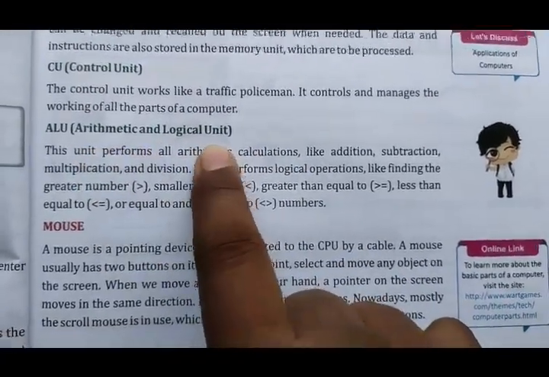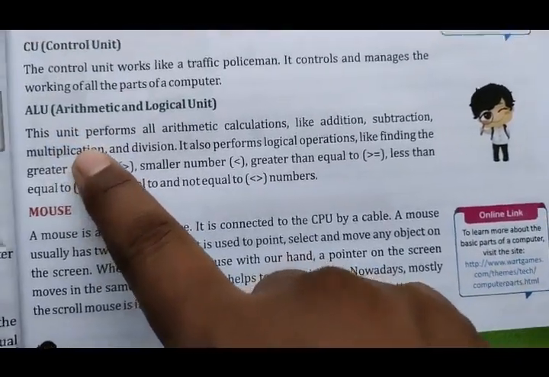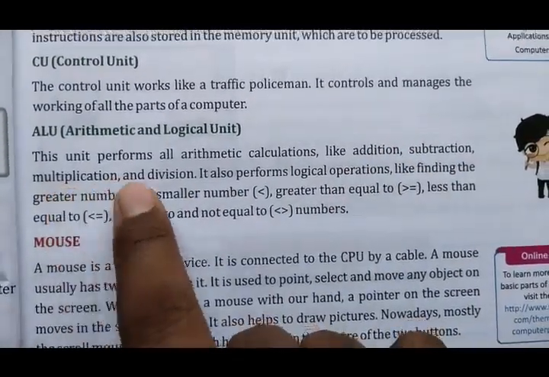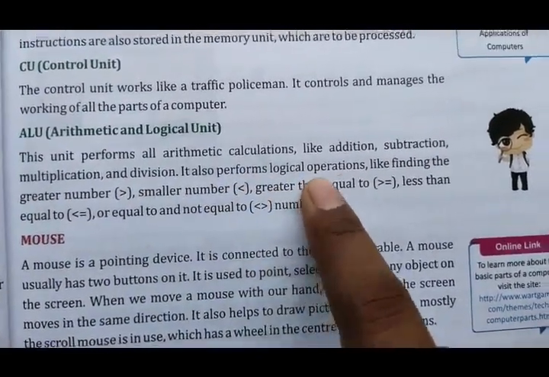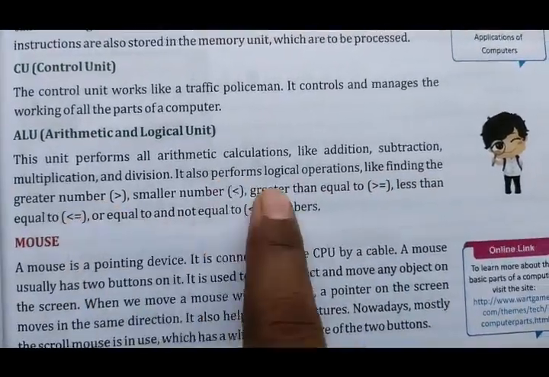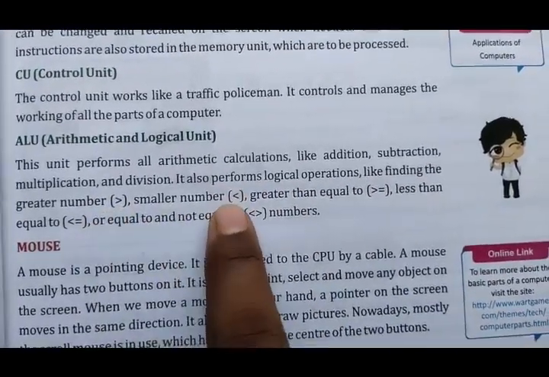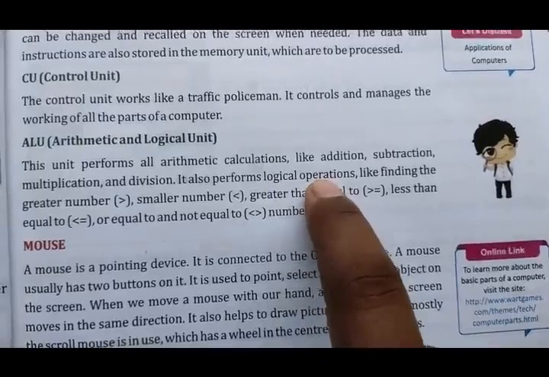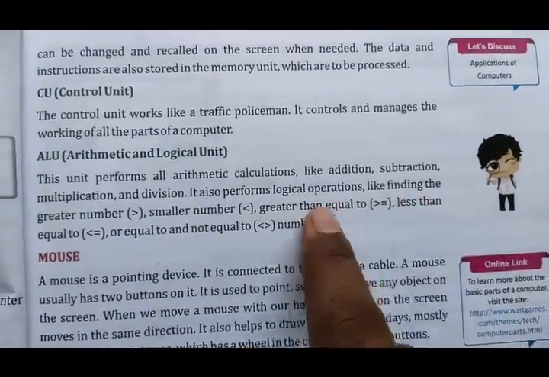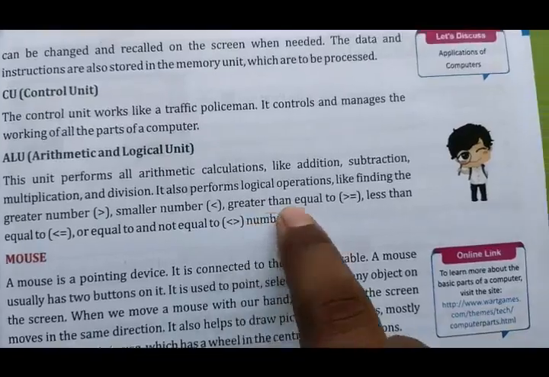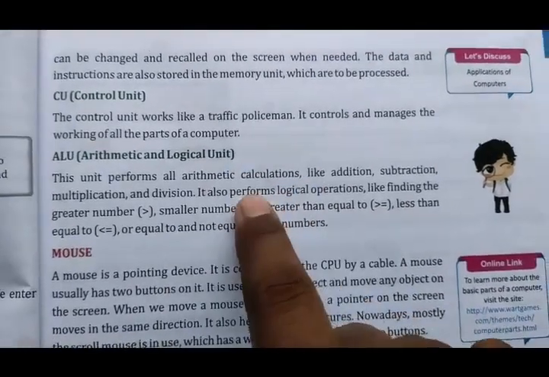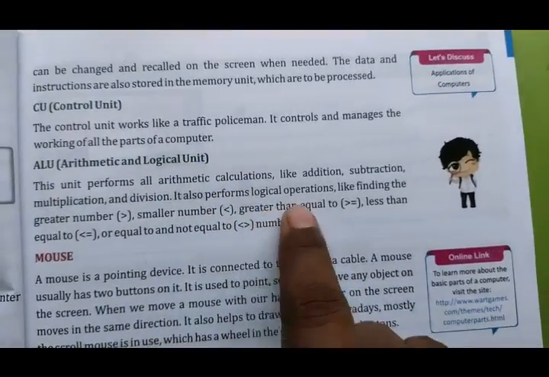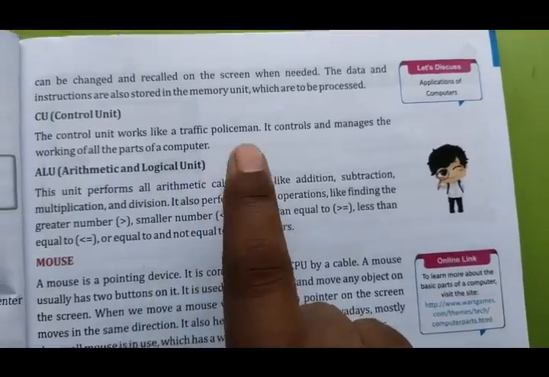Next, arithmetic and logic unit means ALU. Okay, this unit performs all the arithmetic calculations like addition, subtraction, multiplication and division. It also performs logic operations like finding the greater number. See, greater than, less than, equal to, greater than equal to and not equal to. These are called logical operations and logical operators. Means all the logical operations and arithmetic operations are done by ALU.